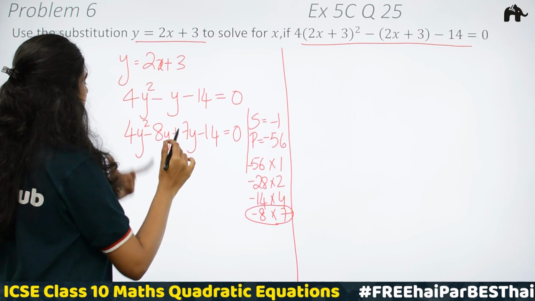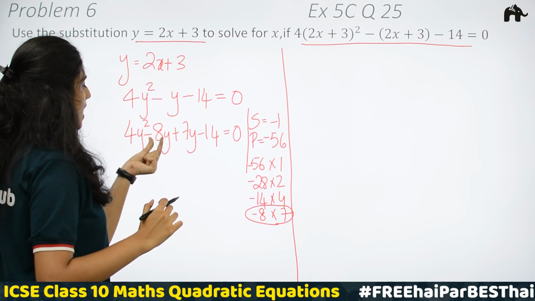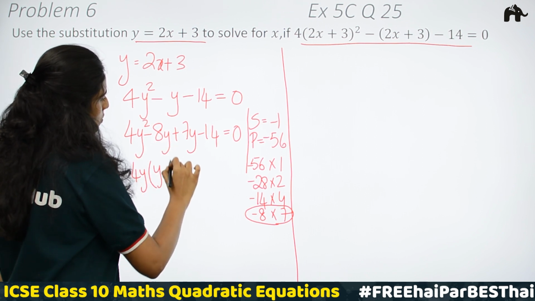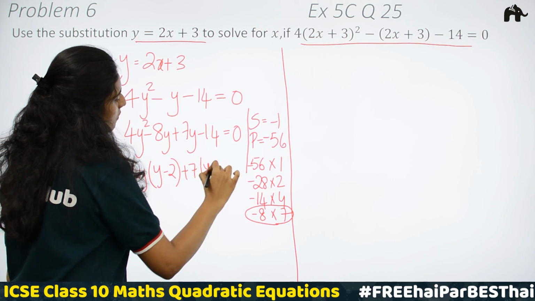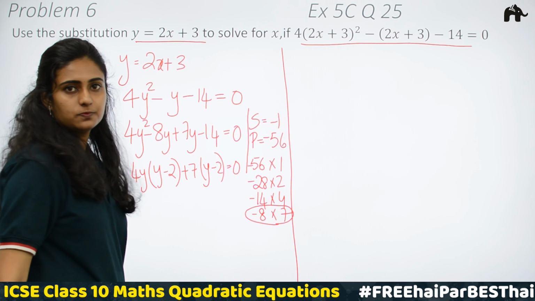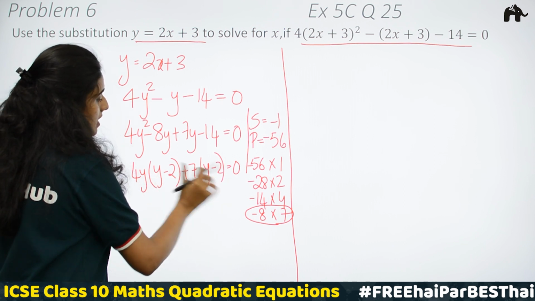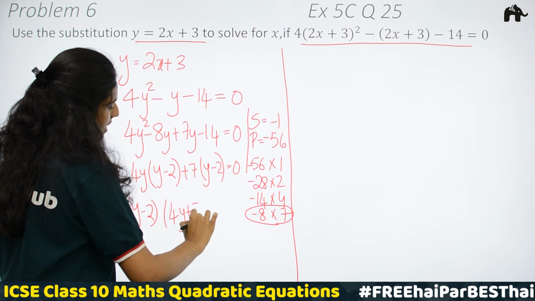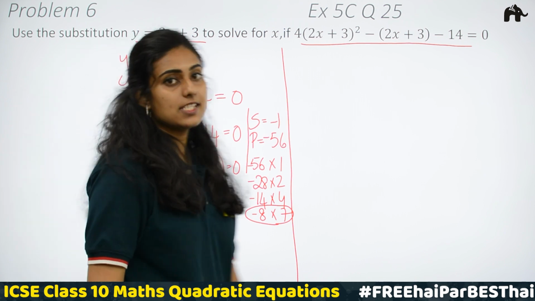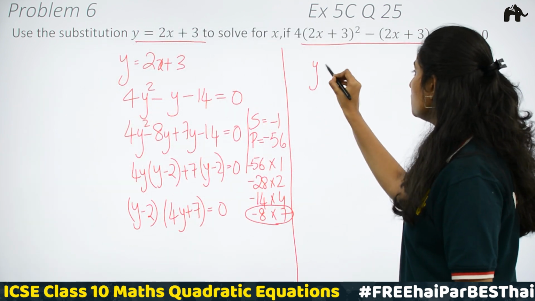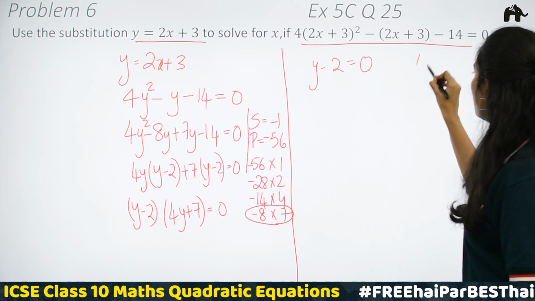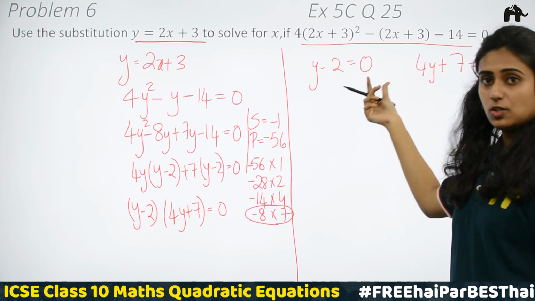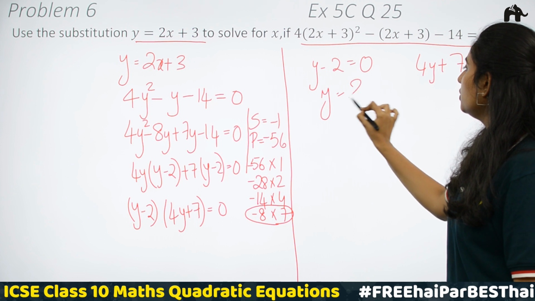Okay. Now, taking common factors from 4y square and 8y, we can take 4y common into y minus 2 plus 7 into y minus 2 is equal to 0. Okay. That is, here y minus 2 is common. Y minus 2 into 4y plus 7 is equal to 0. Now, applying the 0 product rule, either y minus 2 is equal to 0 or 4y plus 7 is equal to 0. If y minus 2 is equal to 0, then y is equal to 2.